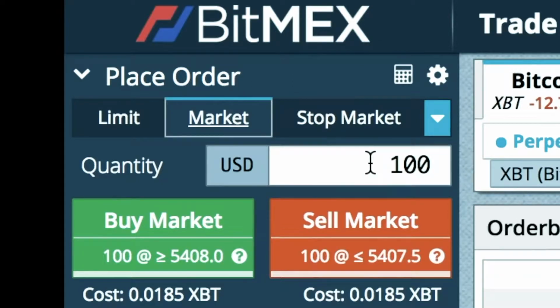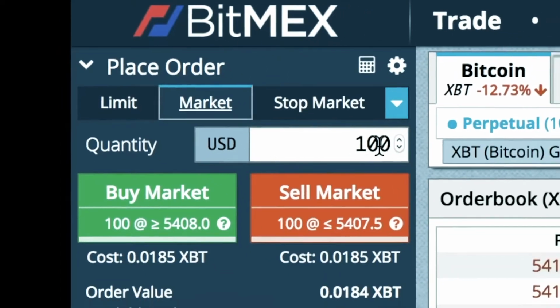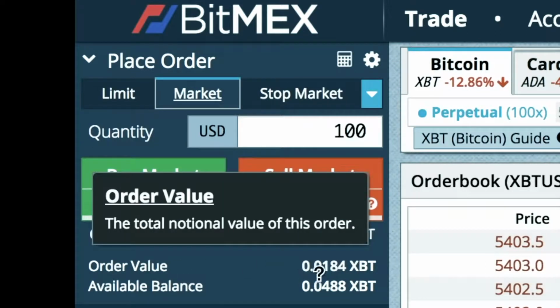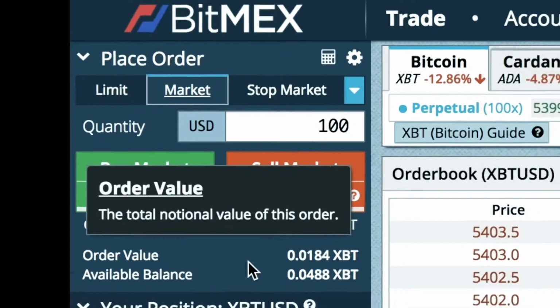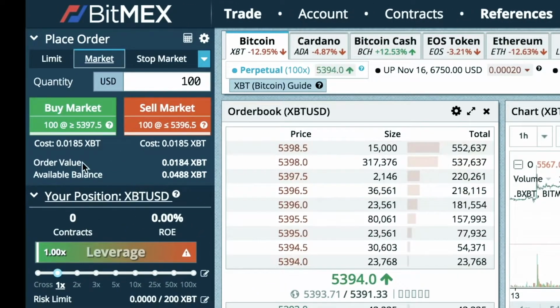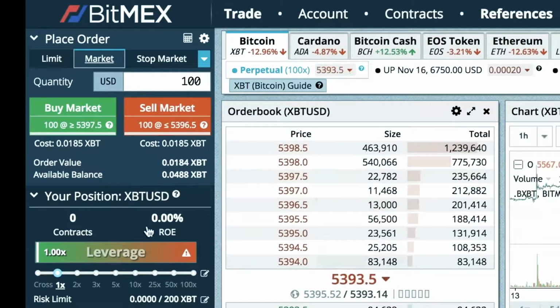Alright, so let's say I want to put in a position worth 100 contracts of 100 US dollars, and I want to go long, and well, this would cost me 0.0185 Bitcoin, and the order value after fees would be pretty much the same, as you can see, 0.0184. And well, what happens if we use leverage? Because this was without leverage, so the cost and the order value are the same.